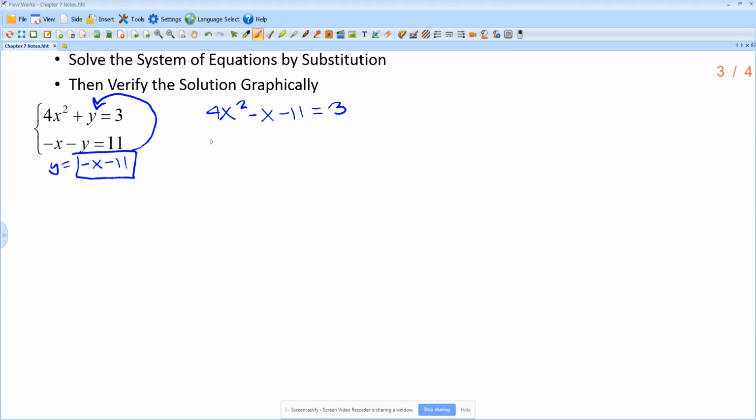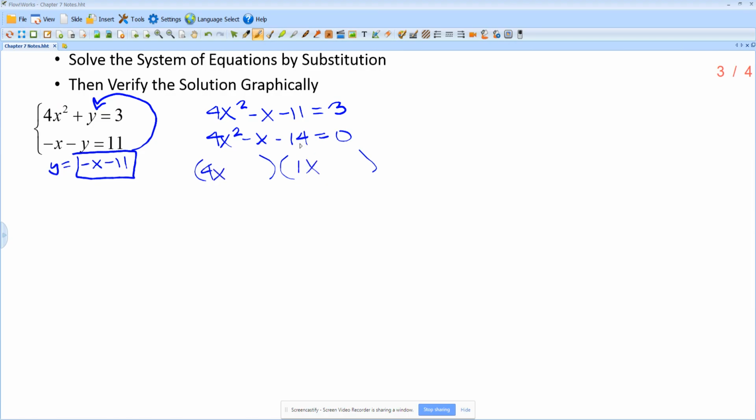If I set this equal to 0, then I get 4x squared minus x minus 14 equals 0. And then I can factor this. I need numbers that multiply to 4, which is possibly 1 and 4 or 2 and 2. I happen to know that it's going to be 1 and 4. And both of those are x's.